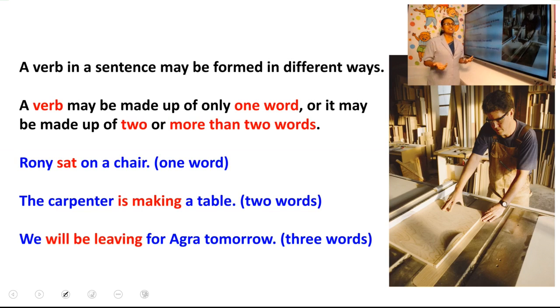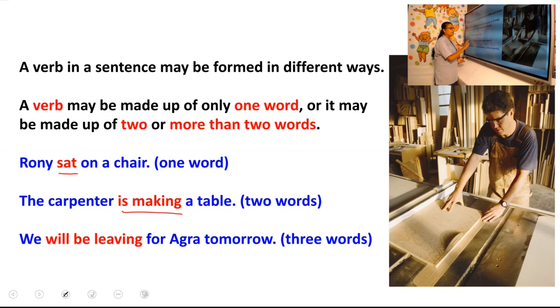See children, in a sentence we can see verbs, and some verbs are of only one word, some are made up of two words, and some are made up of more than two words. See these examples. Ronnie sat on a chair. So here the verb is sat. The verb is of how many words? Only one word, right?